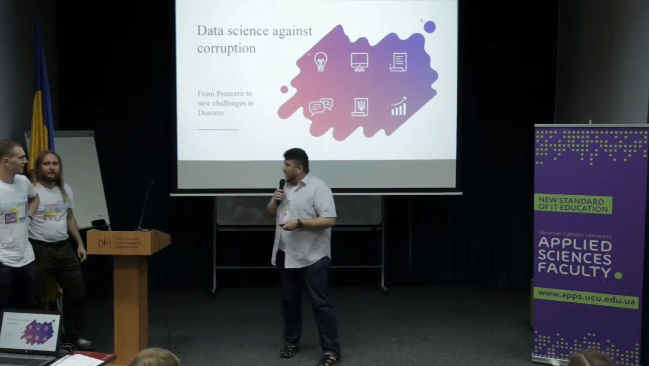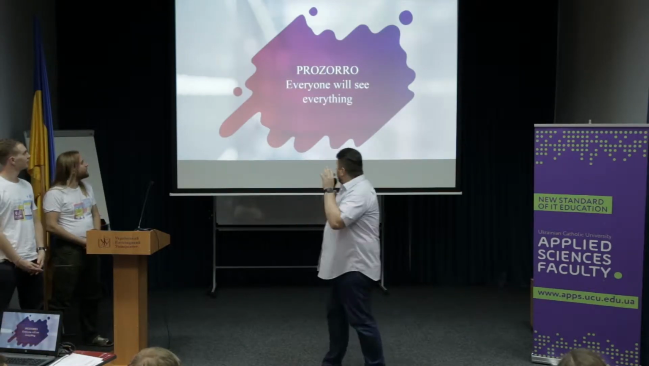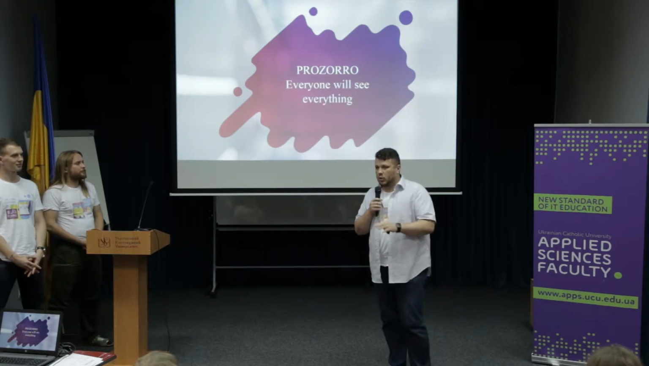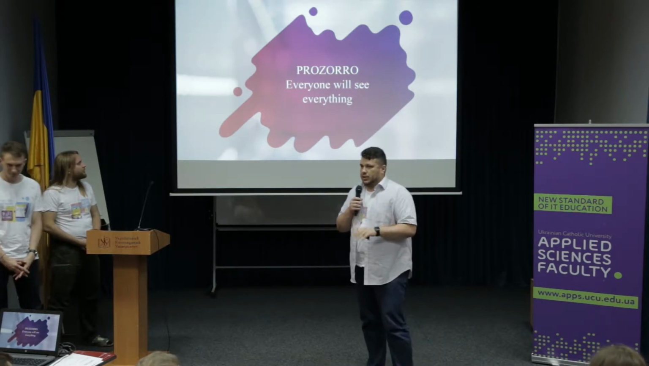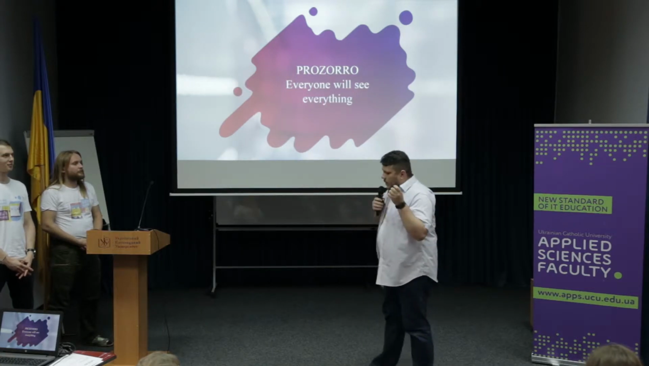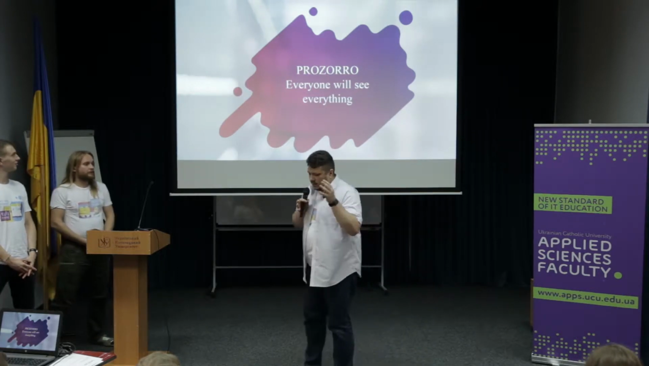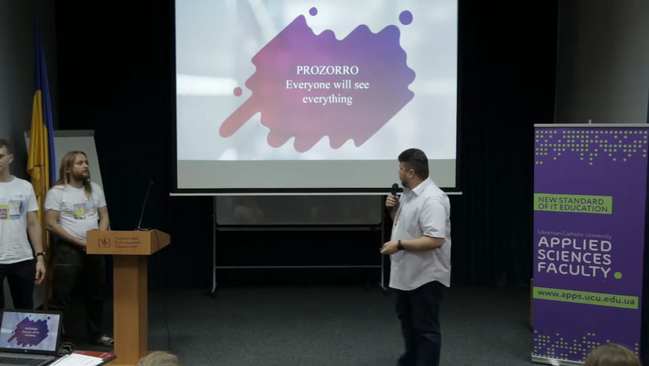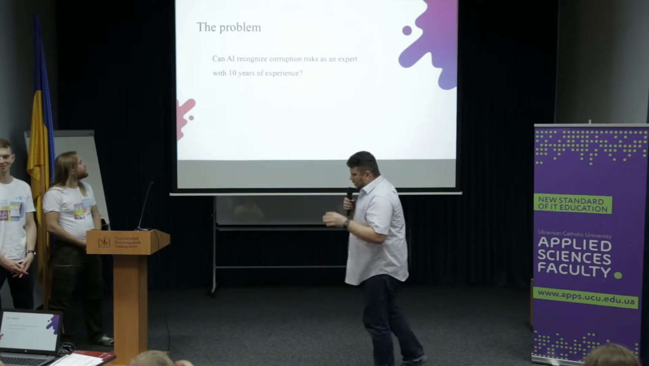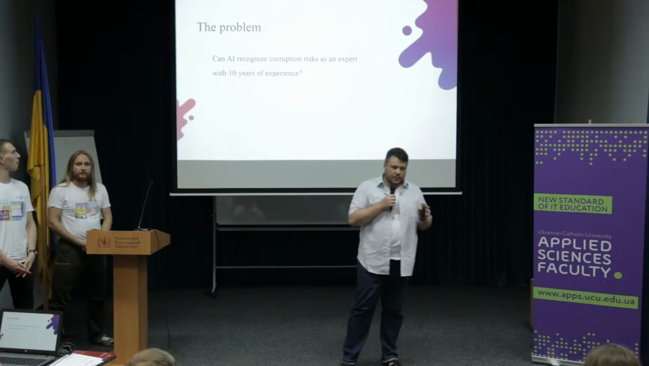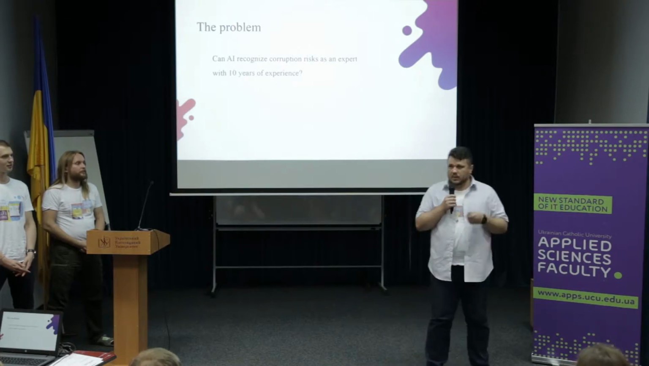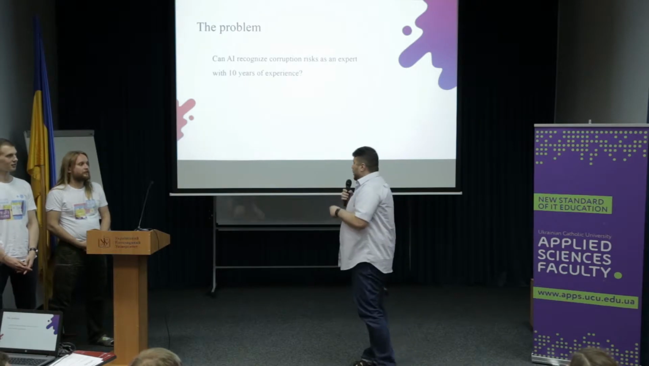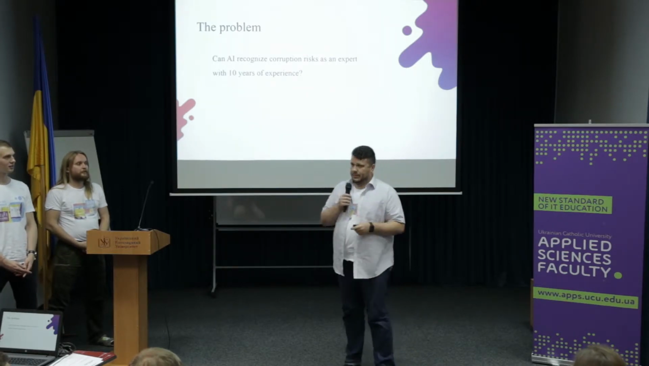Hi all. The main idea of Prozorro: everyone will see everything. All data inside the procurement system are open, well organized in JSON schemas. But when a lot of money flows through the government, there is always a lot of corruption. So in this particular task, we want to answer the question: is it possible to create an AI-based model that will find corruption-risk tenders as well as 10-year experts?